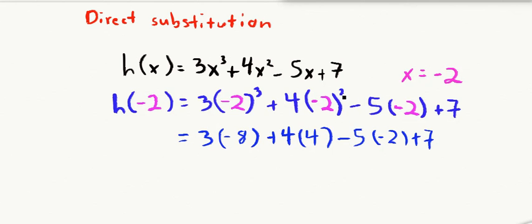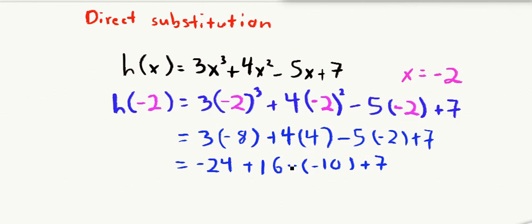So first we did the exponents, and now here we're going to do multiplication. So we have 3 times -8, which is going to give us -24, plus 4 times 4, which is going to give us 16, minus 5 times -2, so that's going to be minus a -10, and then plus 7.